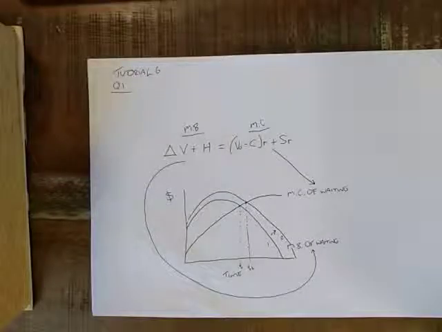Hello folks, this is question 1 from tutorial 6 and we're talking about introducing habitat value into a forestry model. So what are we talking about? We've got a graph here and there seems to be a lot going on, but it's quite simple.